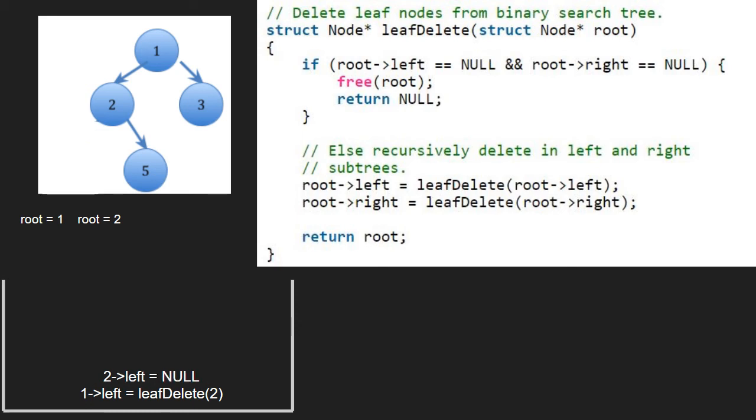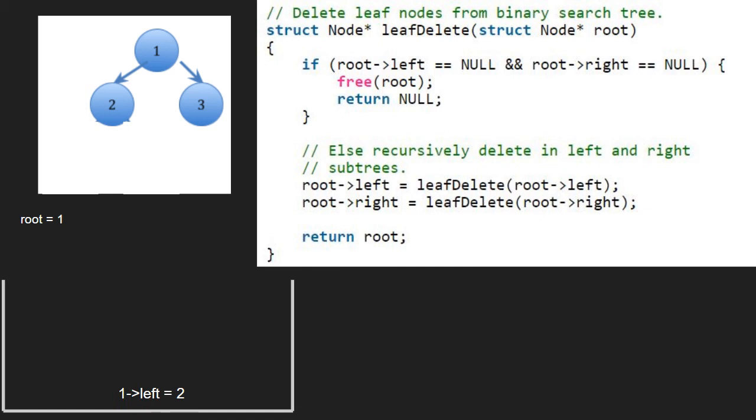Next, we resume execution for node 2 and now pass the right child of 2, which is 5. So root will point to 5. Again, as the left and right of 5 are null, we free the memory for 5 and return null. Execution for node 2 is now over.